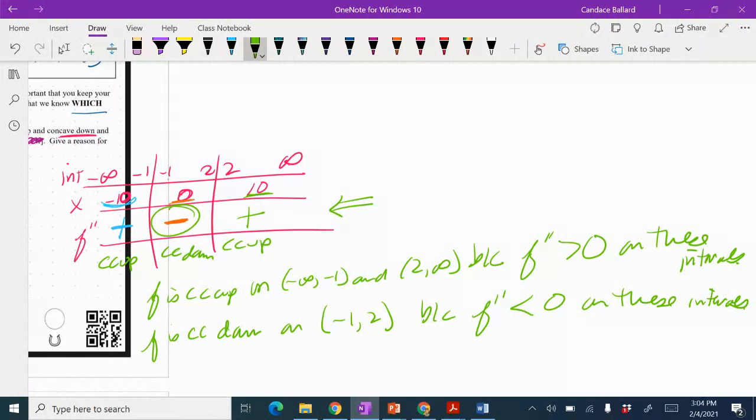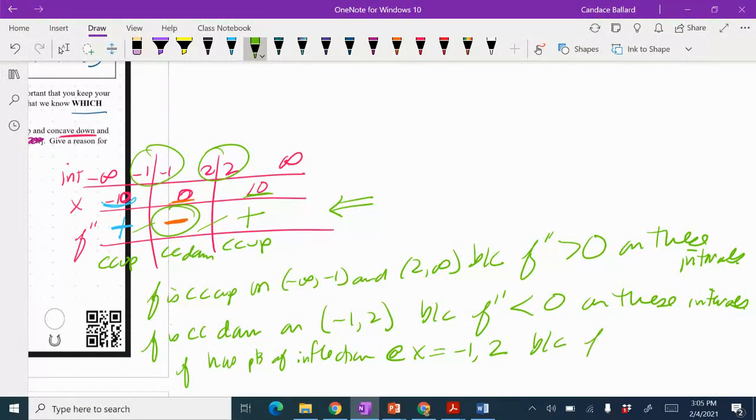And then we're looking for points of inflection. So anytime I had sign changes, I had points of inflection. So f has points of inflection at x equals -1 and 2, because f double prime changes sign at these values.